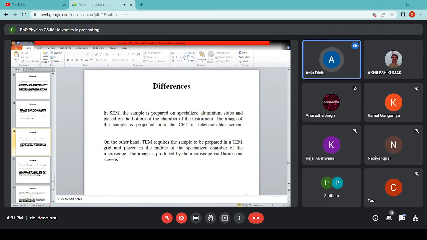और SEM में आपकी कंडीशन होती है कि सैंपल has to be conductive. अब ये कंडीशन यहाँ पे TM में नहीं है. TM की कंडीशन आपकी slightly different है. TM में आपका जो सैंपल है it has to be very thin. दोनों में आपका ये वैक्यूम में ही प्रोसेस होता है.